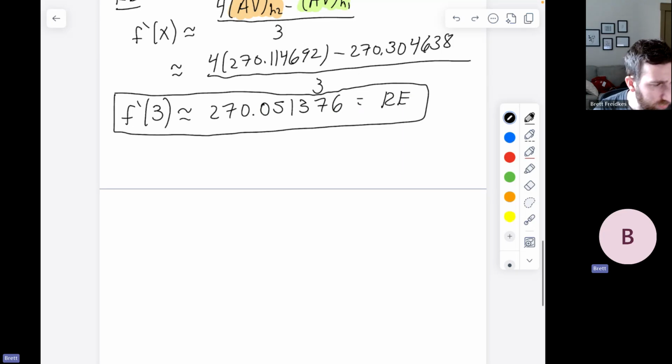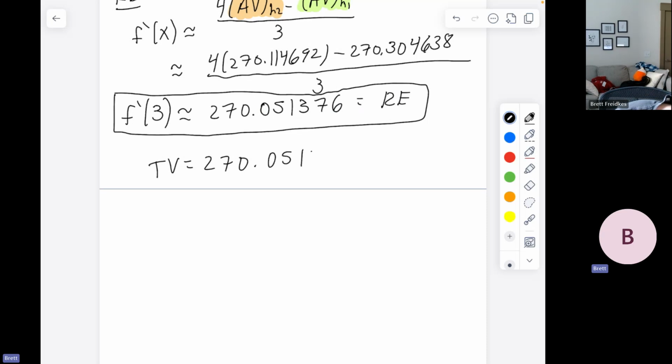And if we compare, let's remember what our true value was. Our true value was 270.051394. And if you compare that to what we just did, we see that we're really close. We have a lot of matching digits at that point.